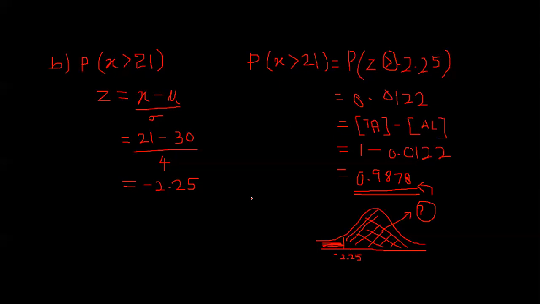Now let's see for 1C. For 1C, okay, the question wants you to get the P value, that is X in between 30 and 35. Okay.